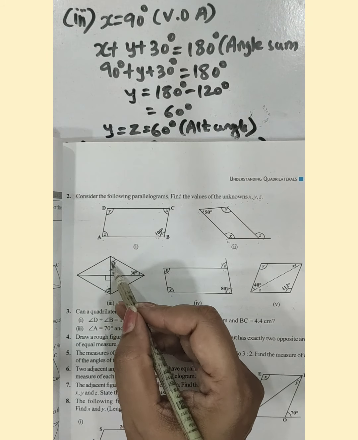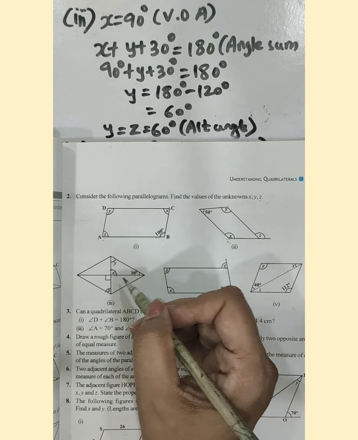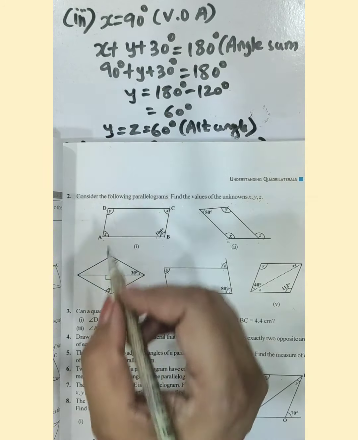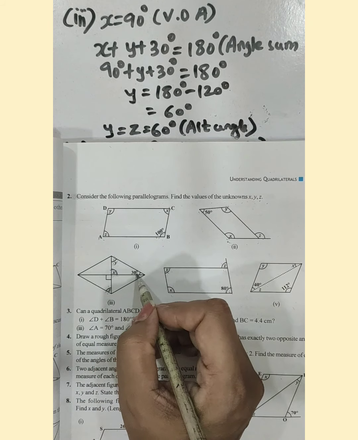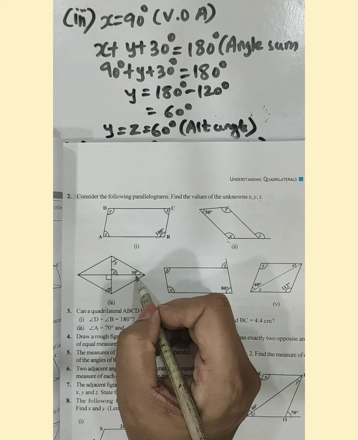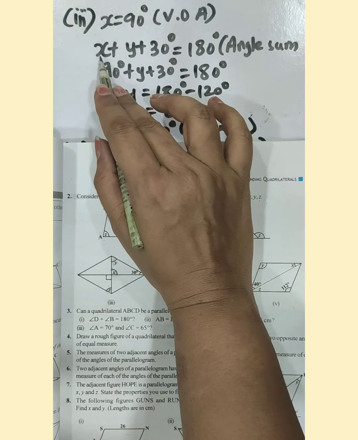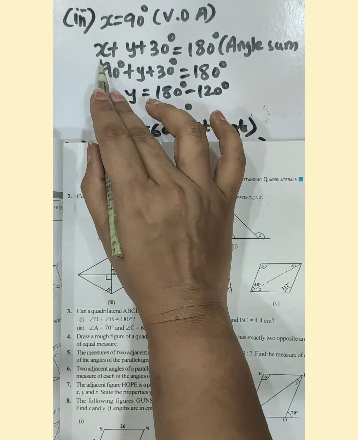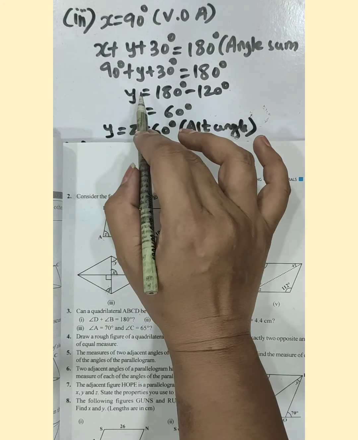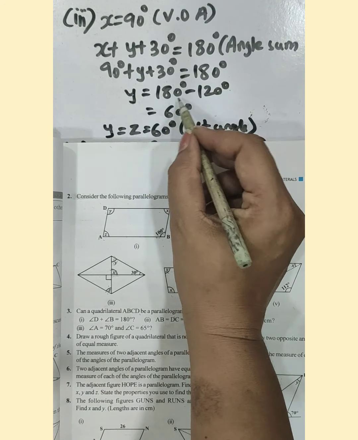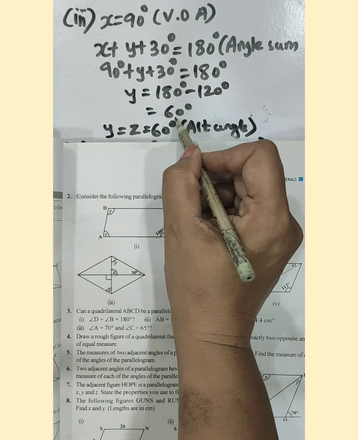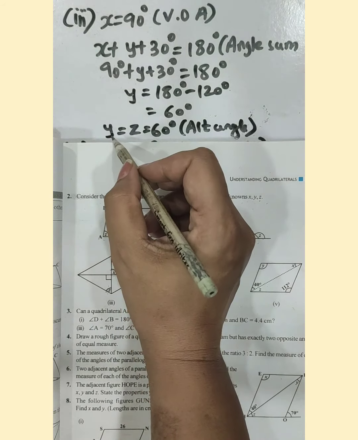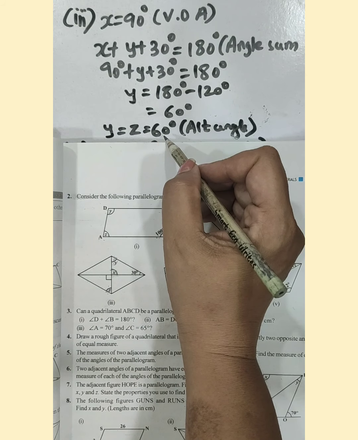Sum 3. Now you can observe in this figure, my x is vertically opposite angle, so I can write x is equal to 90 degree. Then my x, y and 30 degree, they are forming a triangle. So according to the angle sum property, I can write x plus y plus 30 is equal to 180. If I put the value of x 90 degree, then for y I will get 180 minus 120, that is 60 degree. Now my y and z both are also alternate angles, so I can write y is equal to z is equal to 60 degree.